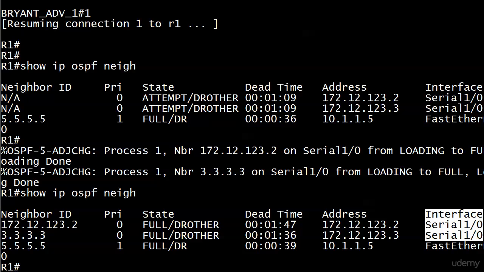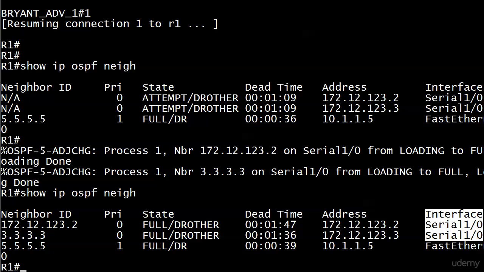Speaking of practice exam type questions, and maybe even real exam type questions, this is a great one. What are the reasons that the router 2 RID here is showing up on router 1 as 172.12.123.2? What could be the problem over on router 2? And we need to come up with a couple of ways to fix this.